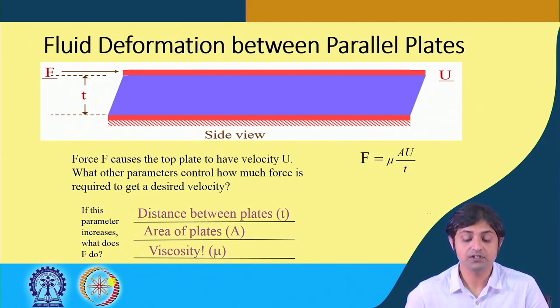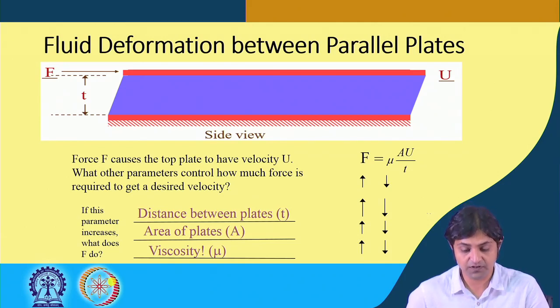F is found to be directly proportional to mu, area, and speed, but inversely proportional to the distance between the plates. So these arrows indicate that on the left side the force F increases, and on the right hand side it decreases. If the distance between the plates goes down, the force will increase. If we increase the area of the plate, the force goes up, and if the viscosity of the fluid increases, then the force increases.